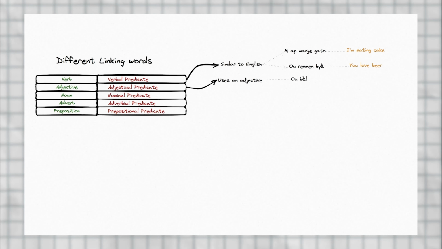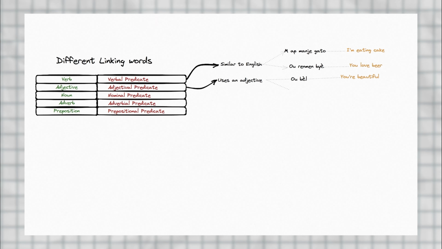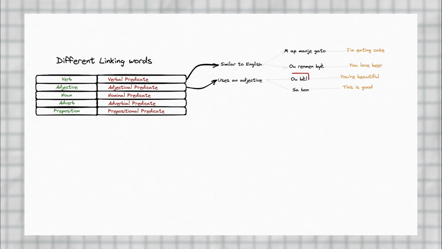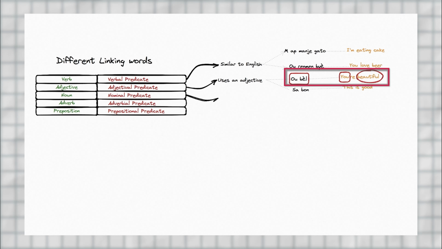An adjectival predicate uses an adjective as a linking word. For instance, if I want to say you're beautiful, I'd say ou belle. If I want to say this is good, I'd say ça bon. You can see that there are no typical verbs in these instances, just the subjects and the adjectives. So if I had to translate ou belle in English, that would just be you beautiful.